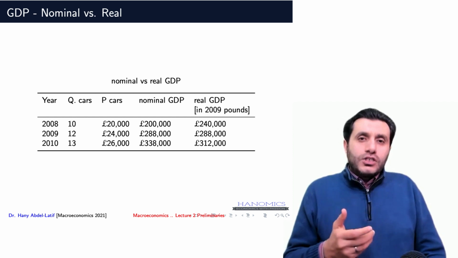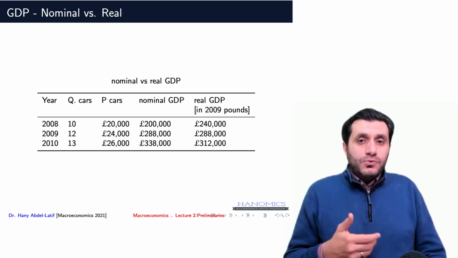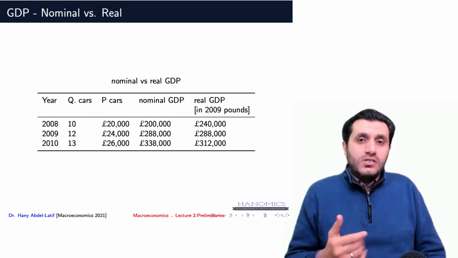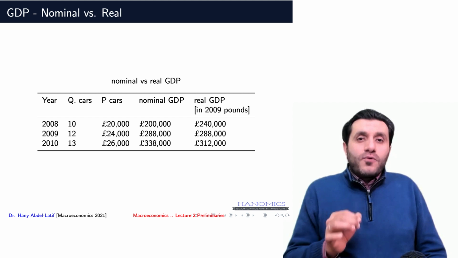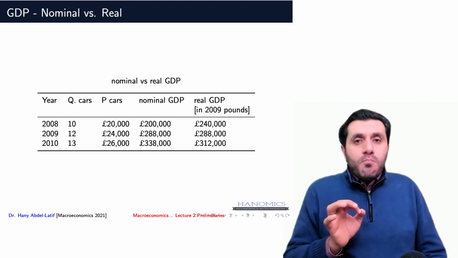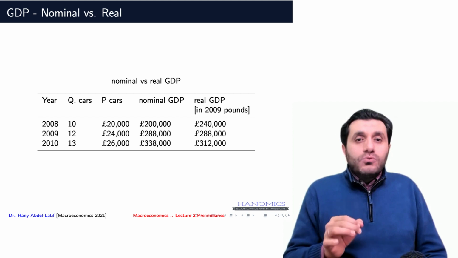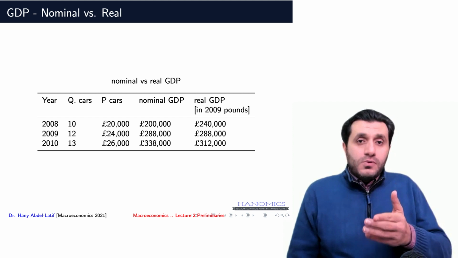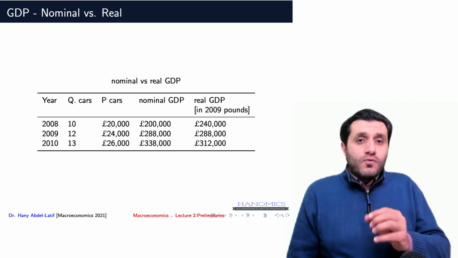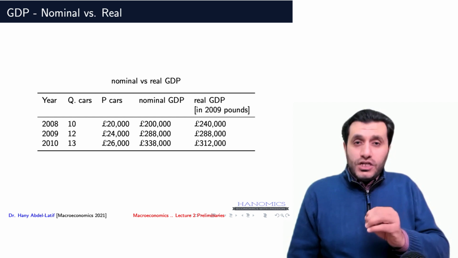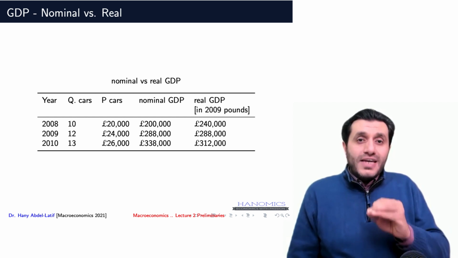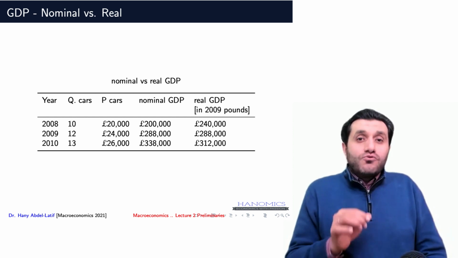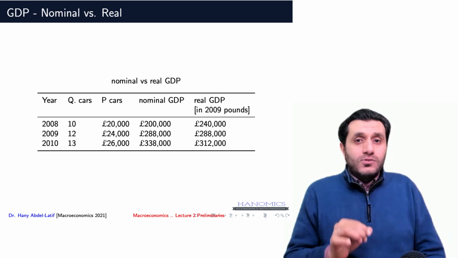Note that while production, or the number of cars produced, has increased over these 3 years, cars' prices have also increased. To exclude the effect of price increases and measure how much output has changed, we use real GDP. How do we do that? You fix the prices to, let's say, the prices of 2009. So for each year, we will calculate GDP using the quantity produced in that year multiplied by the prices of 2009. That is real GDP in 2009 pounds.